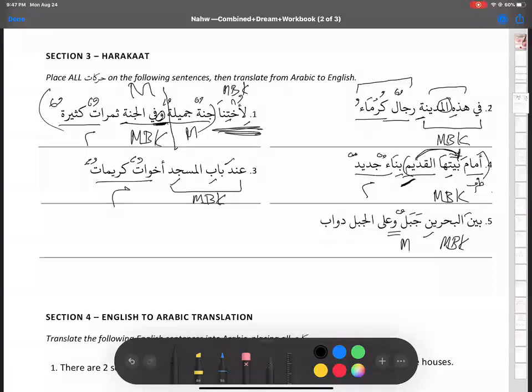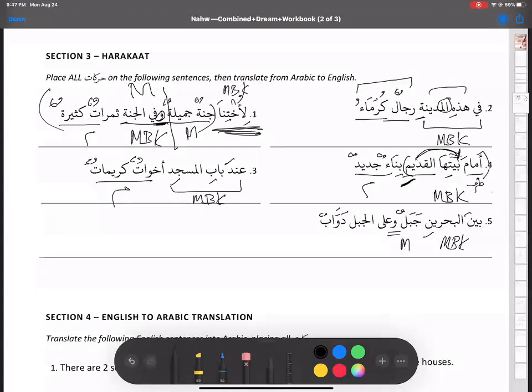Wa'alal Jabali, Dawabun. Jabali, yes, because it's Jabali, jar wa majroor. Dawabun is like some creatures. Dabba, okay. Dawabun is the plural of Dabba, yes.